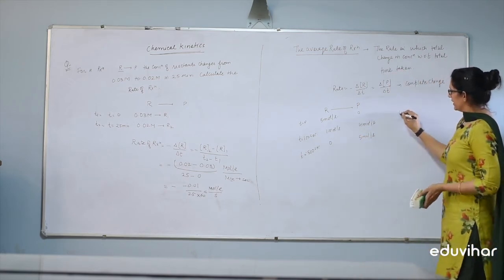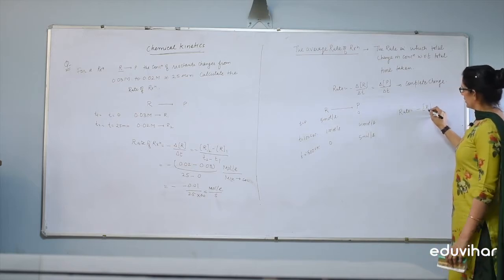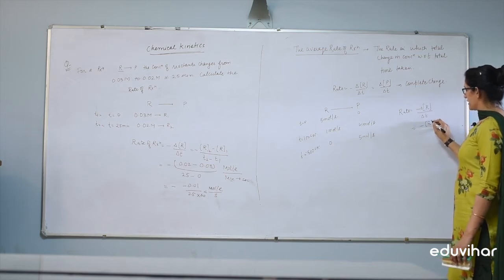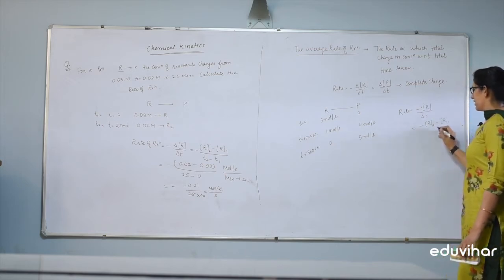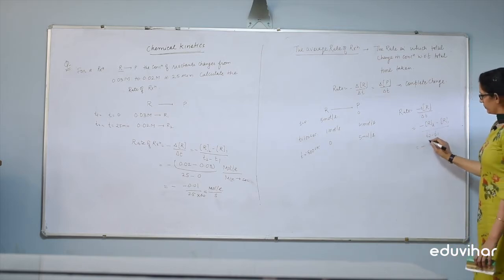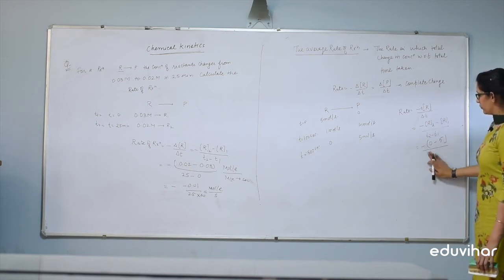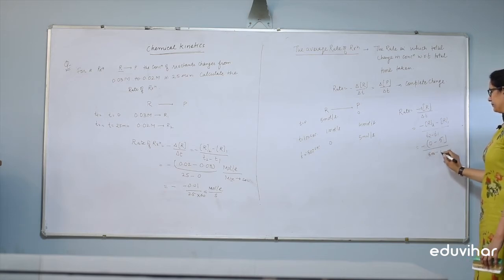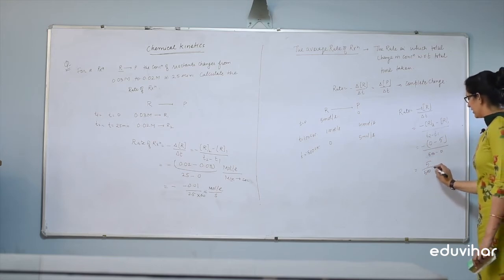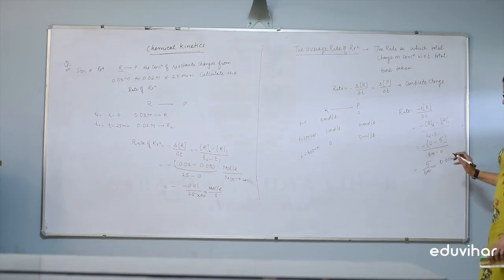The rate is equal to minus change in concentration of reactant with respect to time. Delta R, that is R2 minus R1, over T2 minus T1, that is equal to minus (0 minus 5 mole) divided by (500 minus 0), that is equal to plus 5 divided by 500, it is equal to 0.01 mole per liter per second.